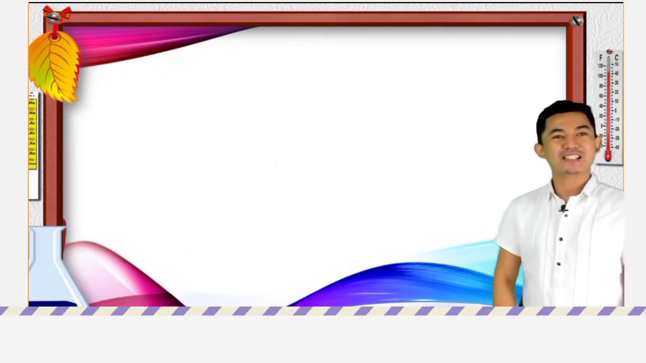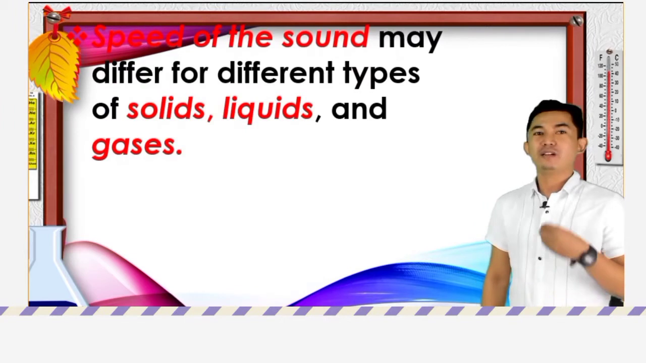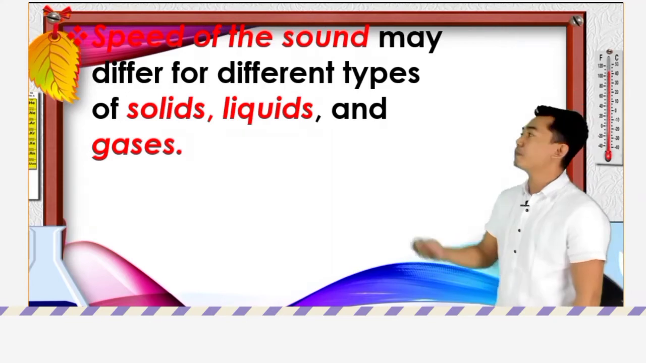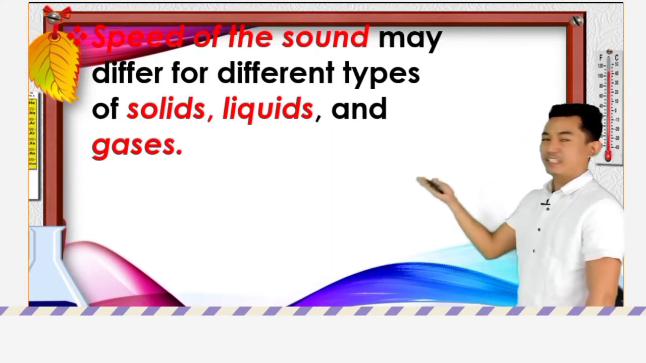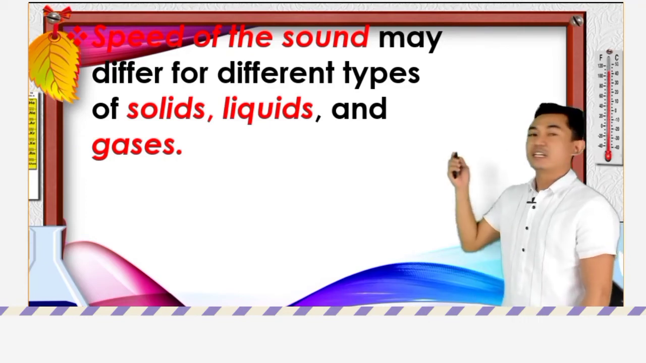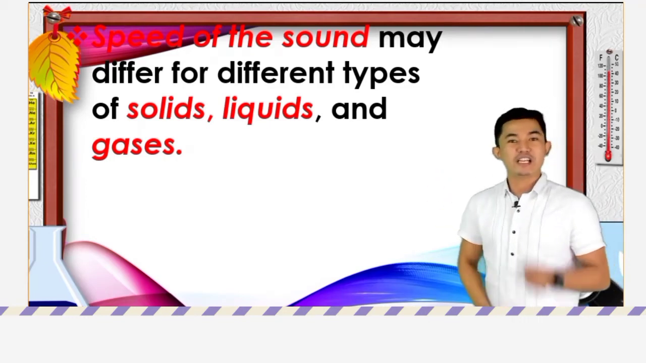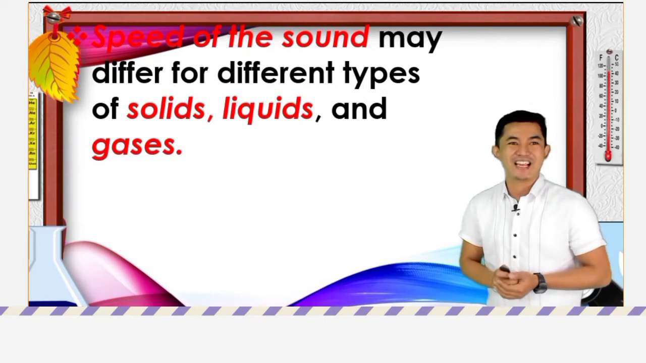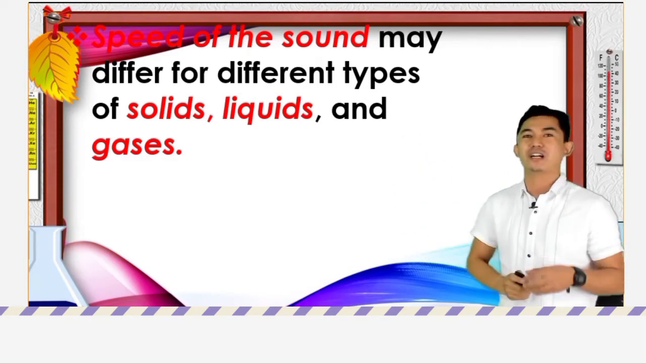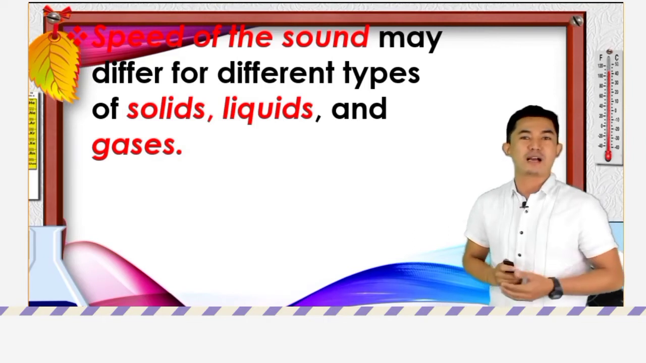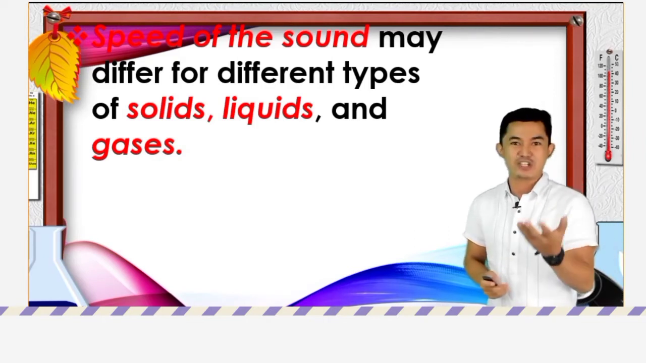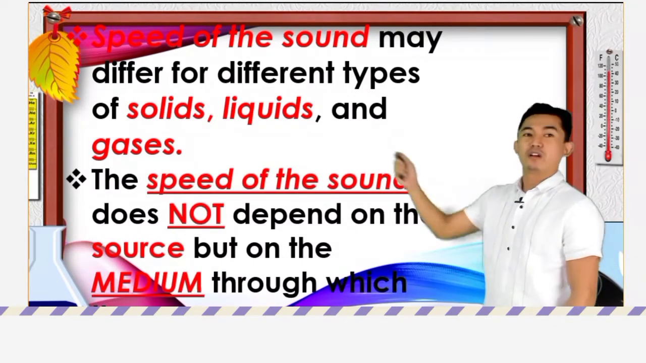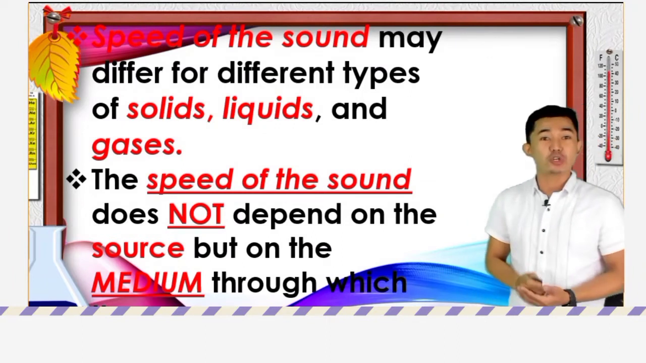Okay? For the next slide, let us define the speed of sound. The speed of sound may differ for different types of solids, liquids, and gases. So these three different types are also known as the three states of matter. I know you are very familiar with the states of matter, okay, which are solid, liquid, and gas. Actually, there are lots of states of matter. We have plasma or Bose-Einstein condensates. Just additional information for you. And also, the speed of sound does not depend on the source but on the medium through which it moves.